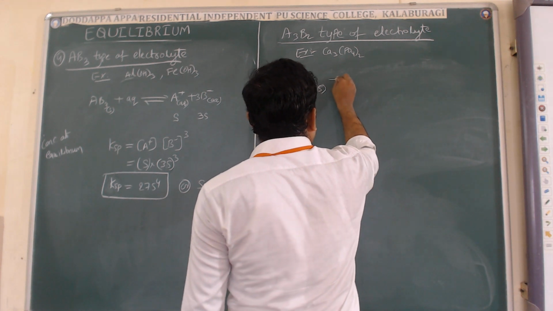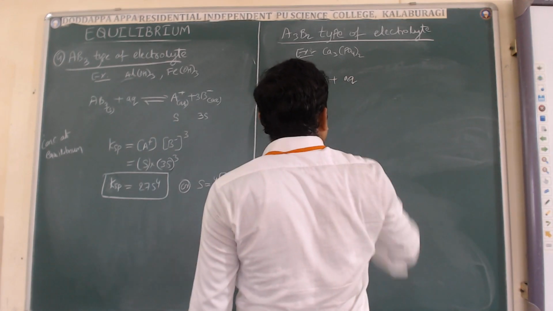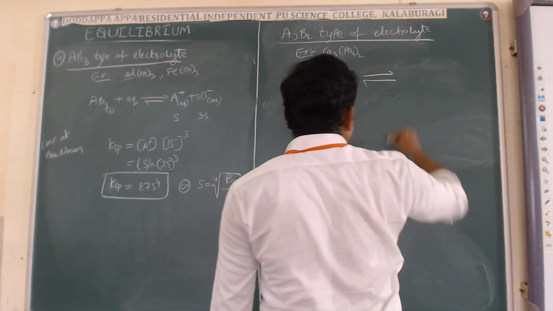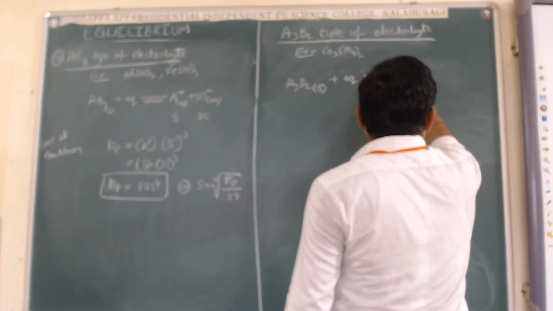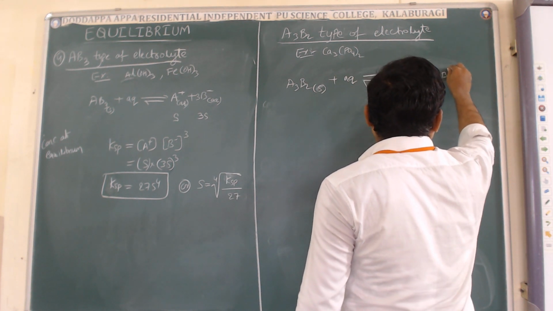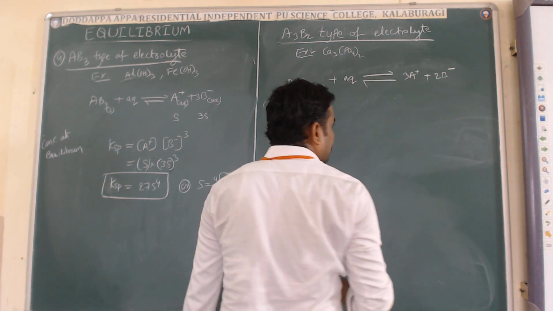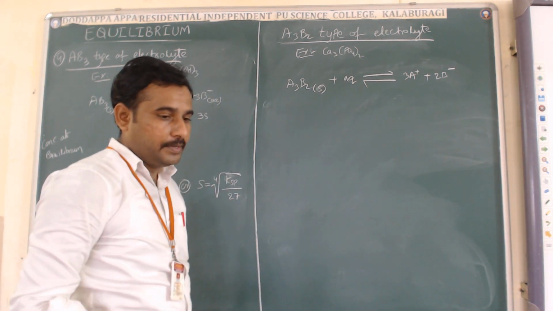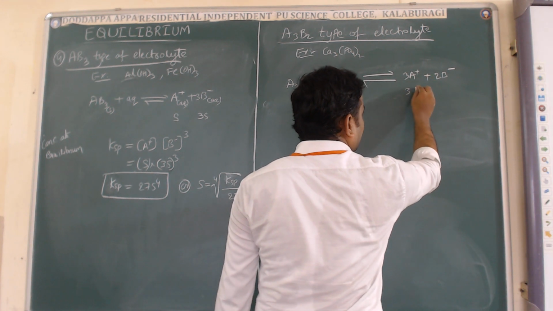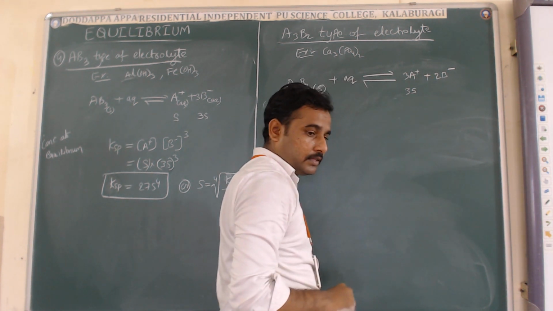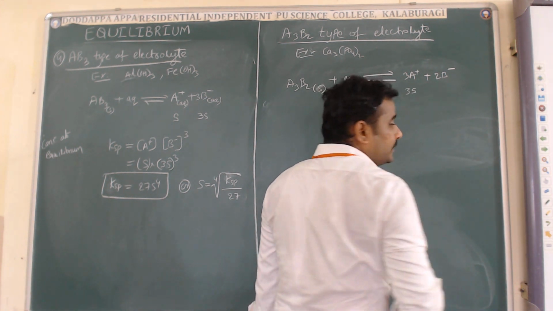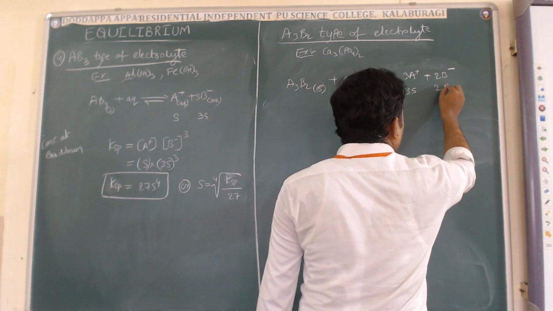When you dissolve the A3B2 type in water, what happens? It dissociates to give 3A+ and 2B-. Then you write 3S for A, since 3A is there, and 2S for B, since 2B is there.